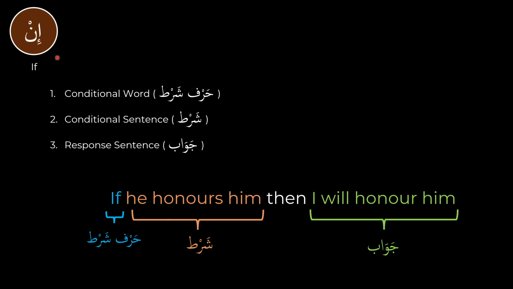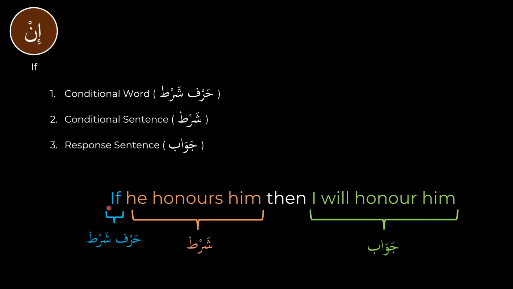In is used to create a conditional sentence, and it has 3 things. First, the conditional word, which is known as the Ḥarf of Shart, which is going to be in. Then you have the conditional sentence, which is the shart, and this is going to come right after the Ḥarf Shart. And then you have the response sentence, which is the jawab, and this is going to come after the shart. When you're translating it into English, you put a then between the shart and the jawab.